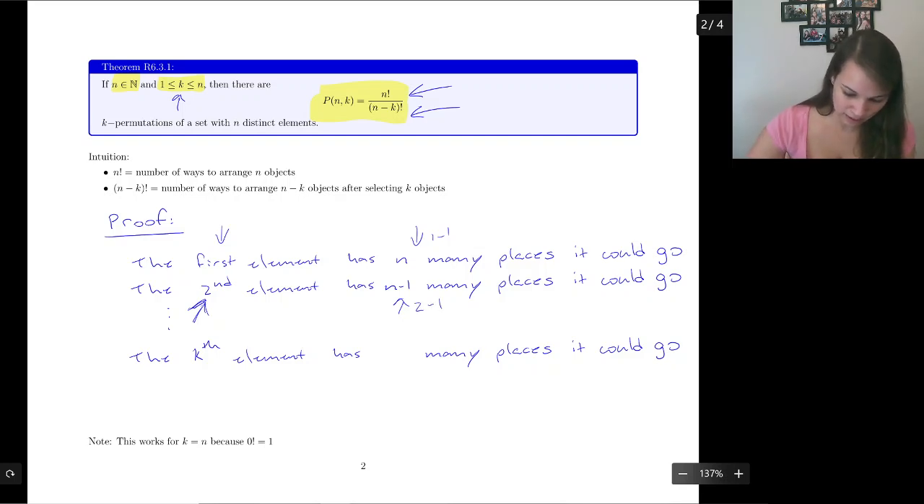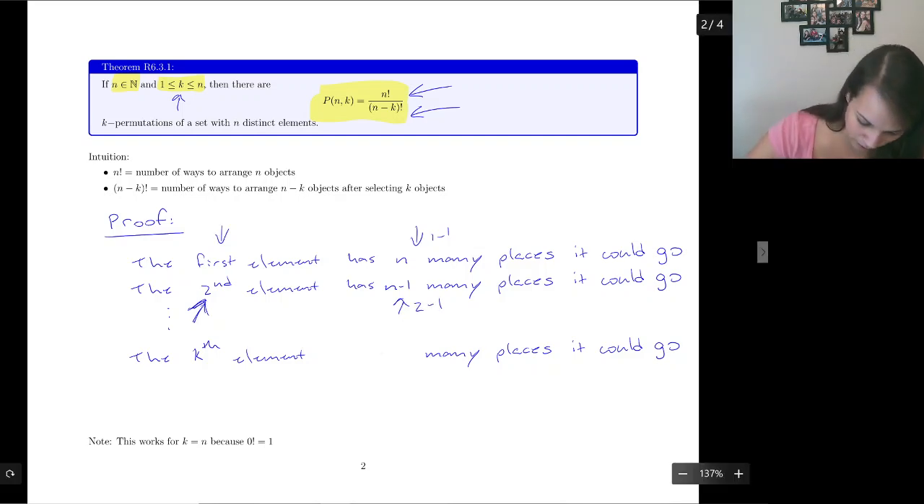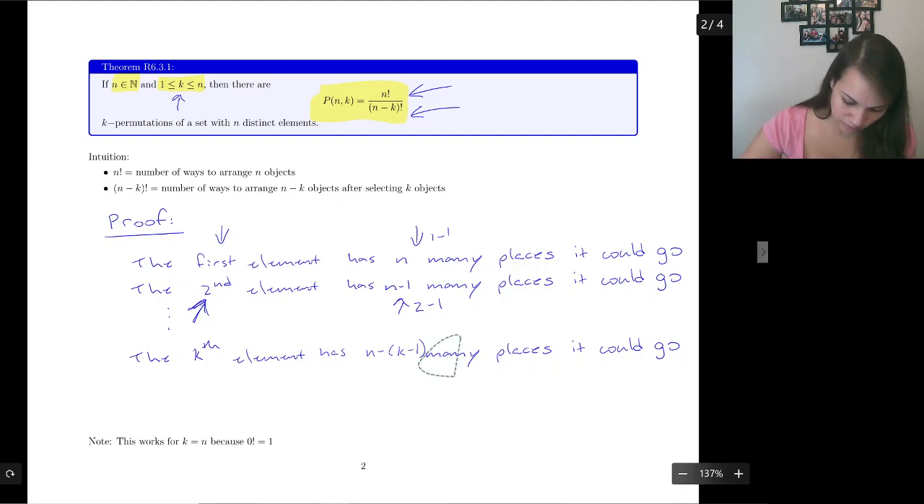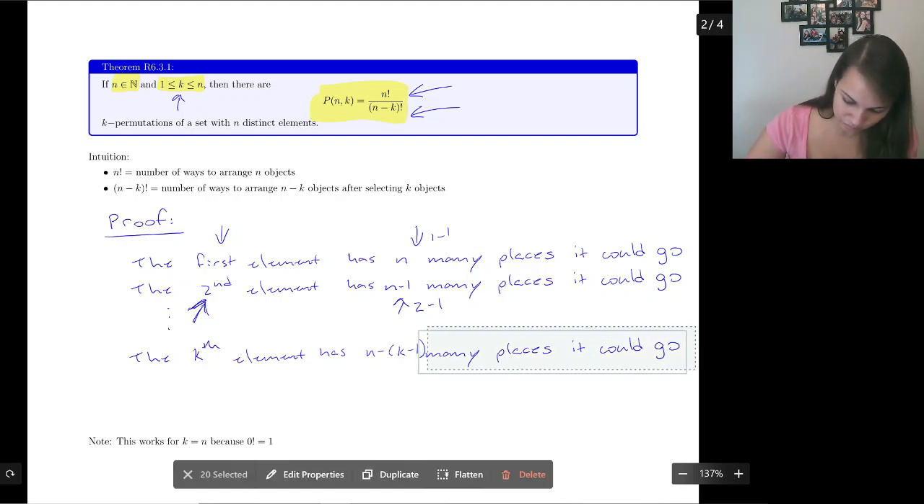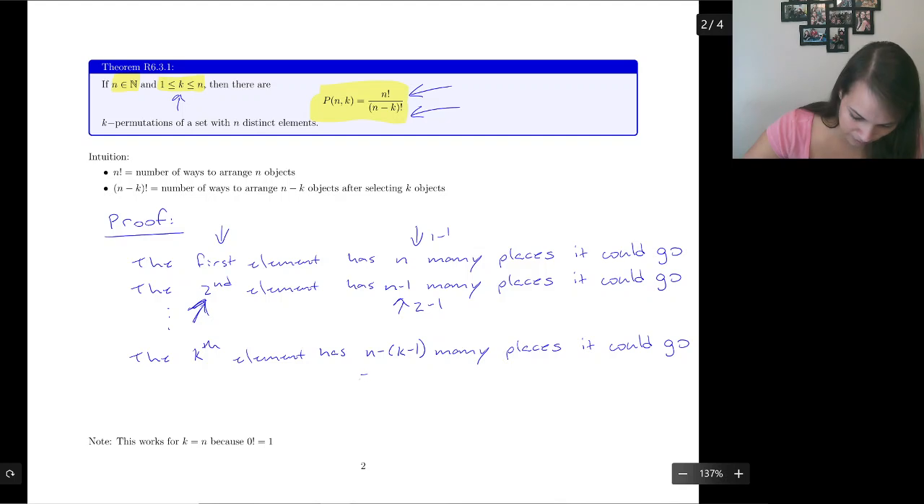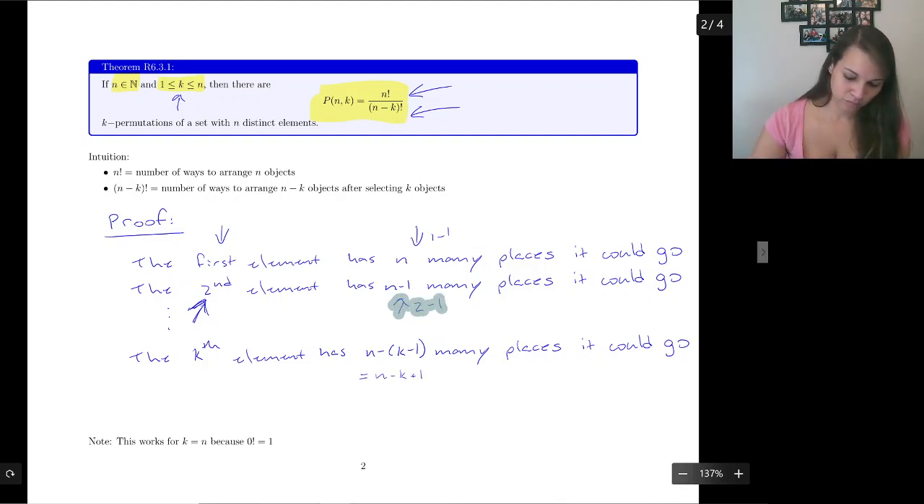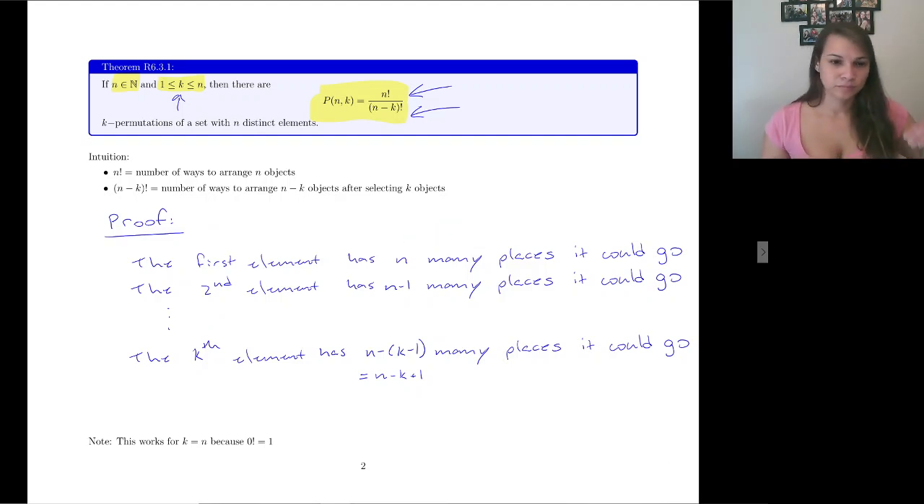And so I'm going to say that we're going to have n minus (k minus 1) many places that it could go. And then if we simplify that, that's just n minus k plus 1. And then if you're not convinced yet, do a couple more. Do like the third and the fourth element.